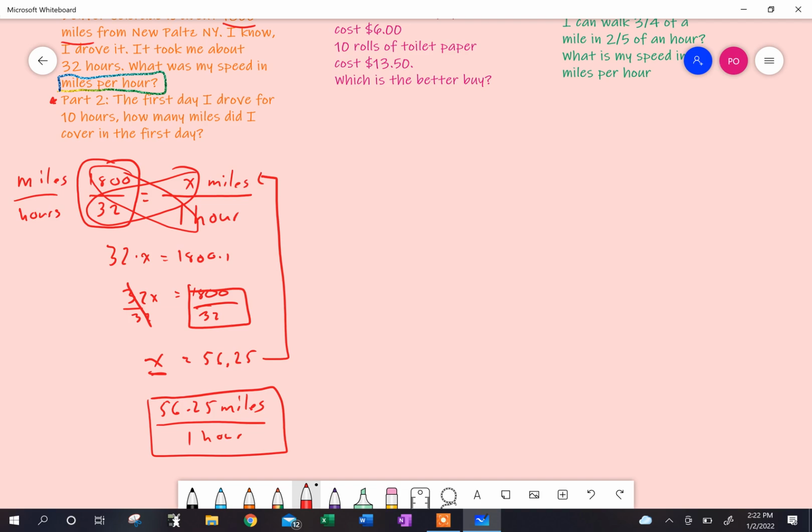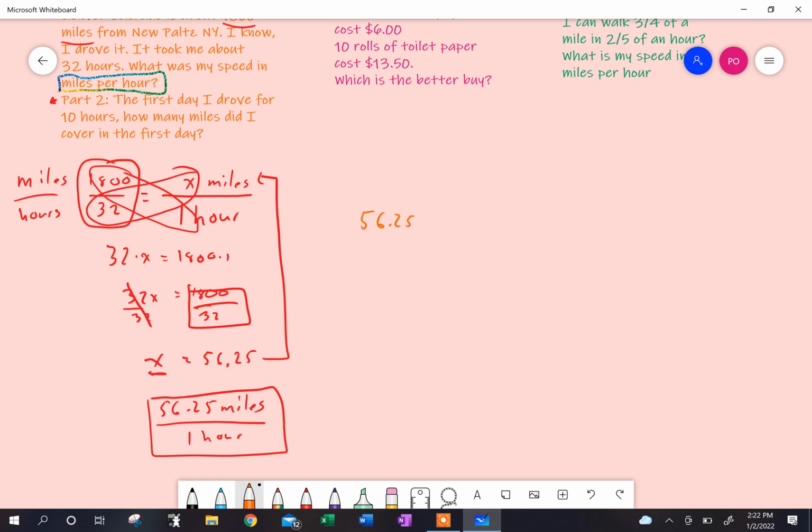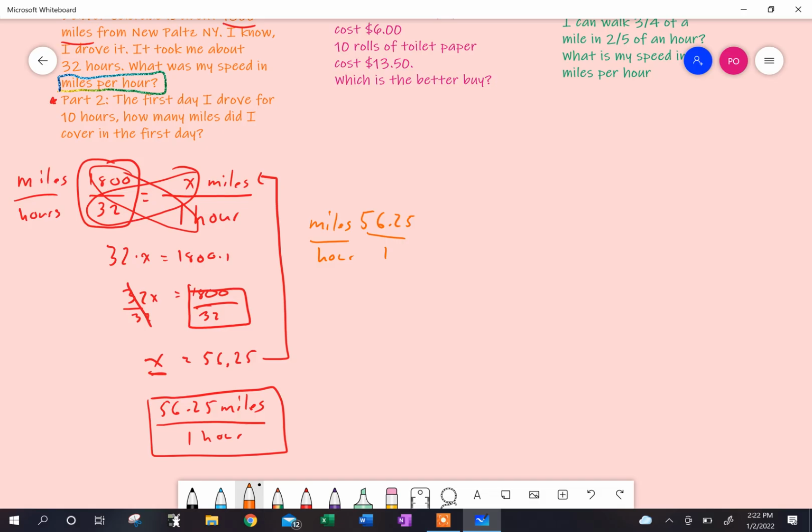Now, the nice thing is, part 2 of this question says, the first day I drove for 10 hours. I should do this in orange. So, now I have my unit rate, which is miles per hour. So if I went 10 hours, well, 10 is going to go into my denominator. And all you're going to notice, I'm hoping, is once you have your unit rate, it's super easy. It's just going to be x equals 56.25 times 10. So it looks like I went 562.5 miles that first day.